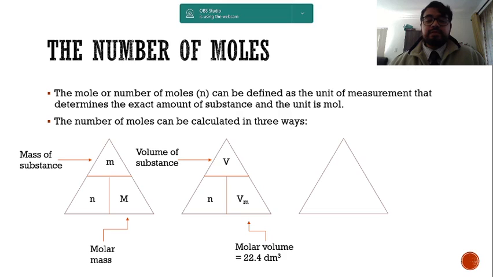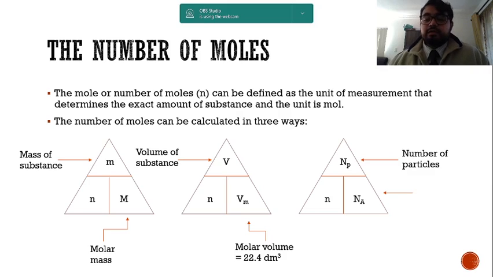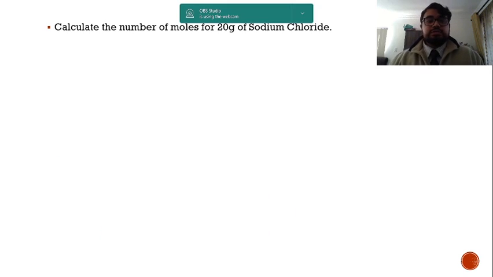And the last way to calculate number of moles is by using particles. So number of moles equals number of particles divided by Avogadro's number. Now Avogadro's number equals 6.02 times 10 to the 23. Avogadro's number basically tells us the number of particles that should be in 1 mole of any given substance at STP. So let's look at some calculations.